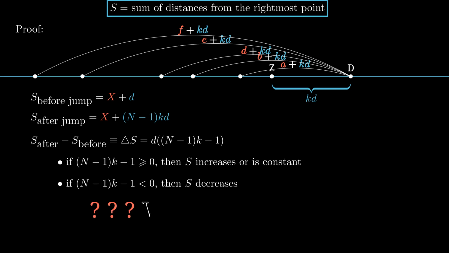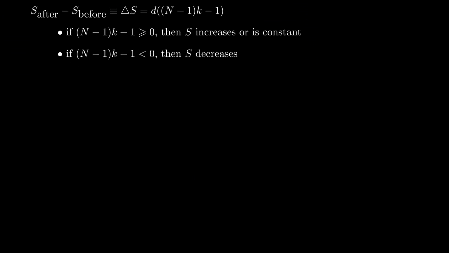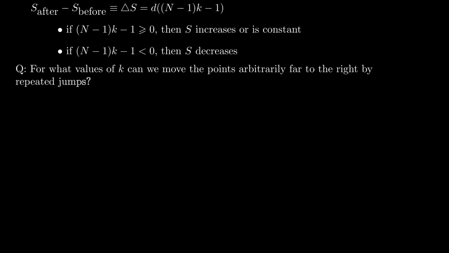But what then? The problem is still not solved, despite the most difficult step being done. How is this S function related to the problem's question? You can again pause the video and try it by yourself. I recall, the question was for which values of k points can move infinitely to the right, and I claim we've just got the answer.